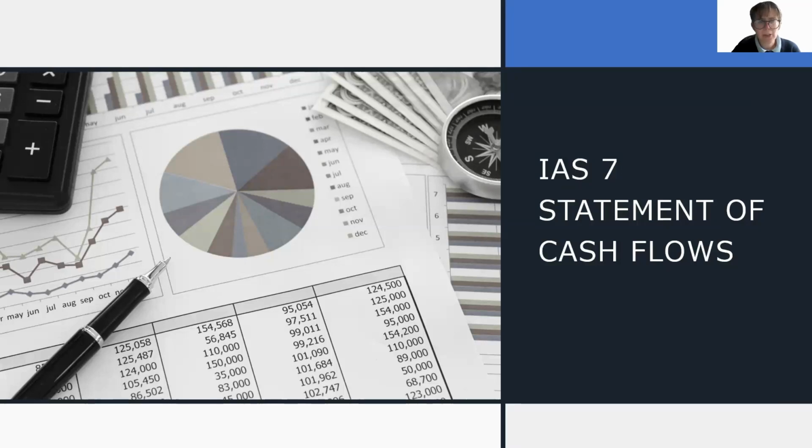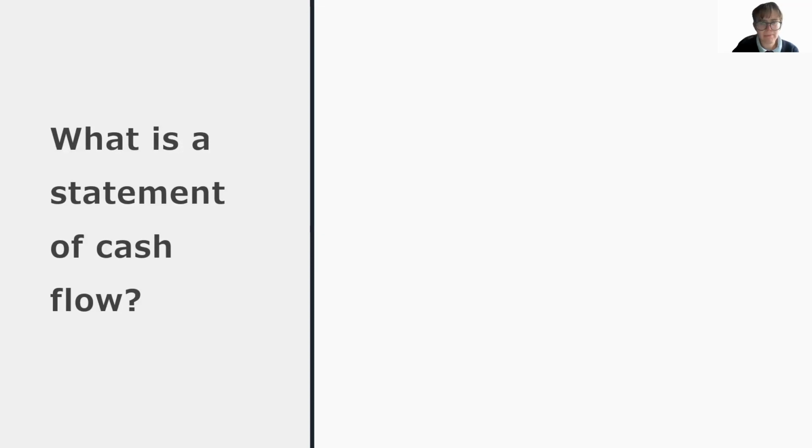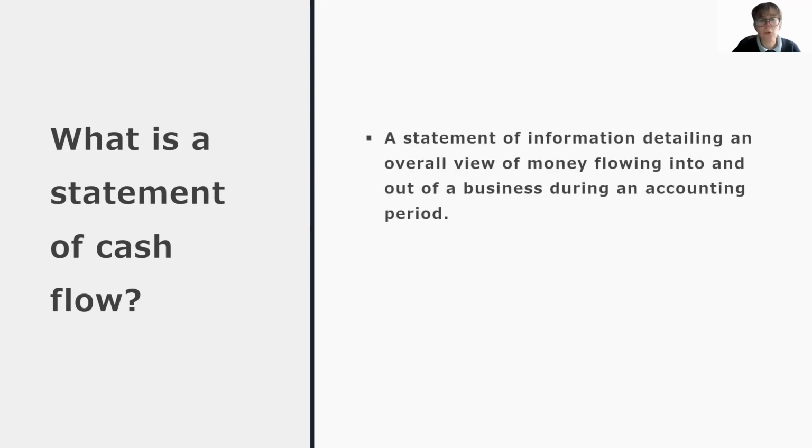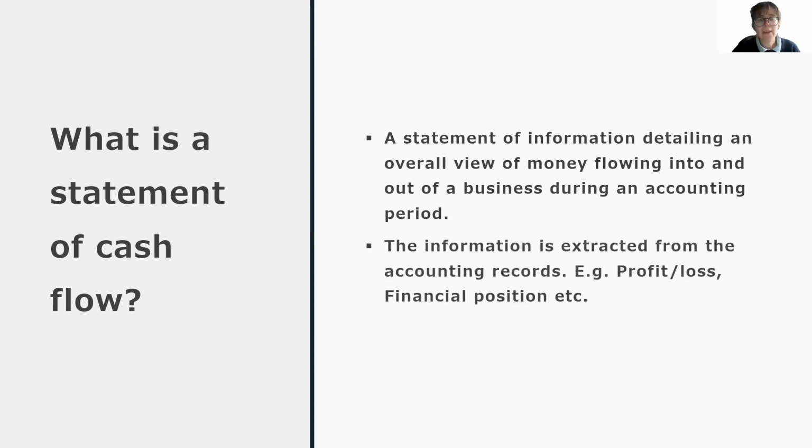Hello all. In this video, we're going to have a look at IAS 7, focusing on the statement of cash flows. So first and foremost then, what is a cash flow statement? This is essentially a statement of information which will detail an entity's overall view of money flowing both into and out of the organisation during a specific accounting period. Any information in the cash flow forecast will be directly extracted from the statement of profit or loss and financial position.